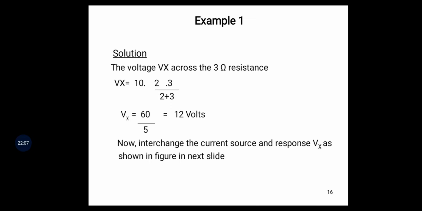First, the voltage Vx across the 3 ohm resistance. Vx is equal to 10 into 2 into 3 by 2 plus 3. Here Vx is equal to 60 by 5, that equals 12 volts.